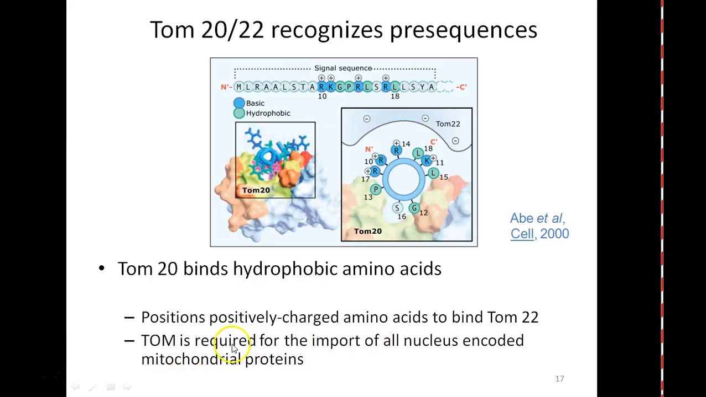And yeah, we also said that TOM is required for the import of all nucleus-encoded mitochondrial proteins.